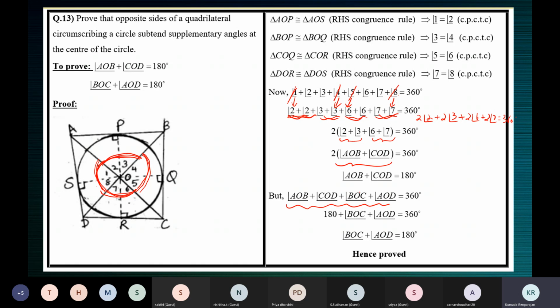But we have just proved that AOB plus COD is 180. So on working this, you will get BOC plus AOD is 360 minus 180, which is 180. BOC plus AOD is also 180. So like this, we have proved that the opposite sides of the quadrilateral subtend supplementary angles at the center.